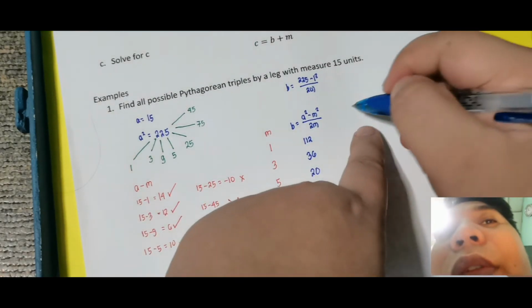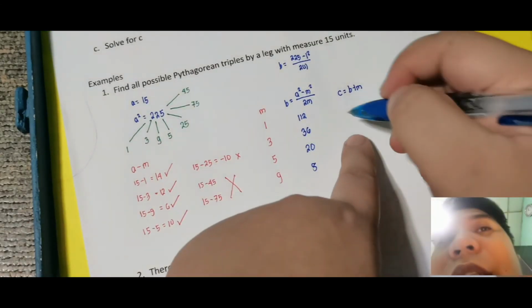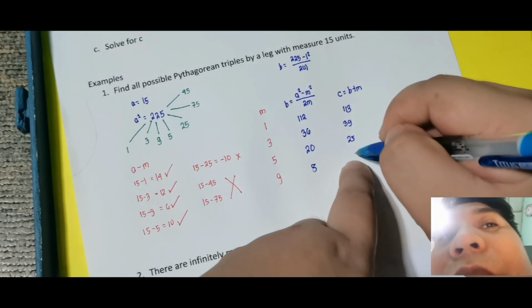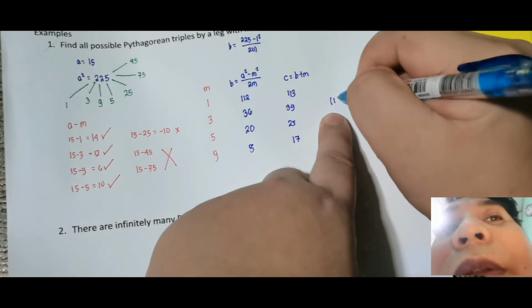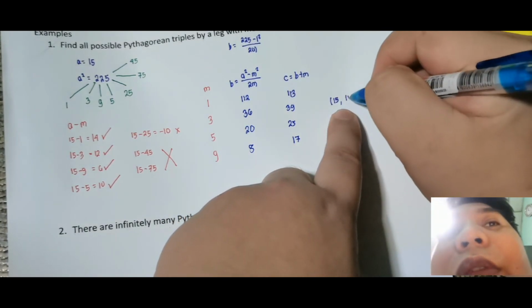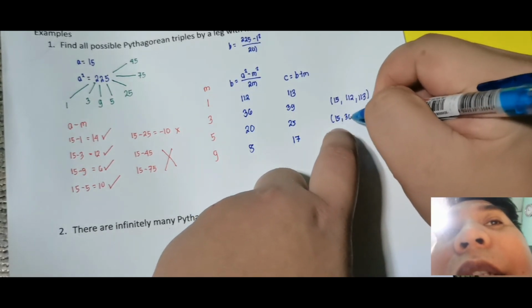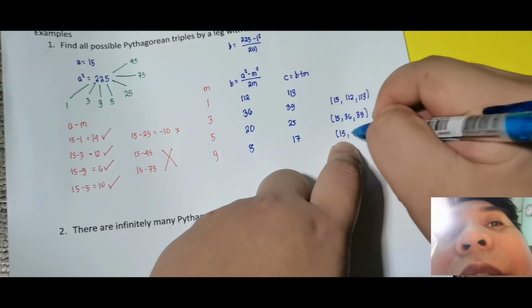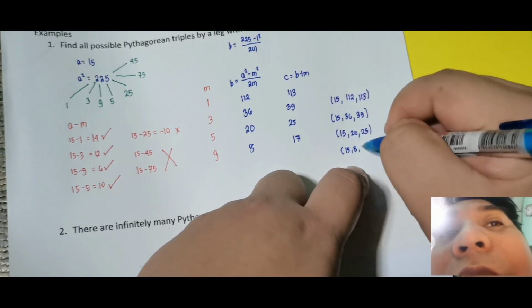Okay, next is for c. What is c? The value of c is b plus m. So napakasimple lang niyan. This is 113. This is 39. This is 25. This is 17. So therefore, the Pythagorean triples na merong 15, yung mga possible: una, si 15, 112, 113. Pangalawa, si 15, 36, 39. Pangatlo, si 15, 20, 25. Pang-apat, si 15, 8, 17.